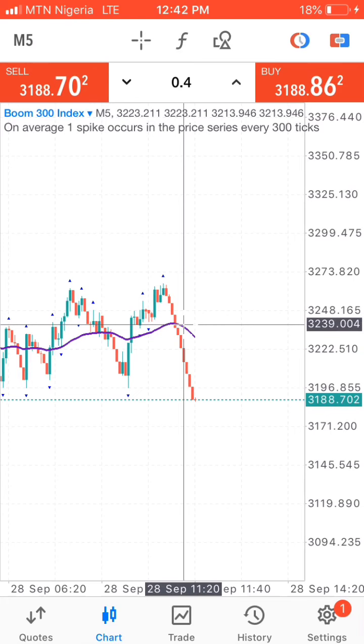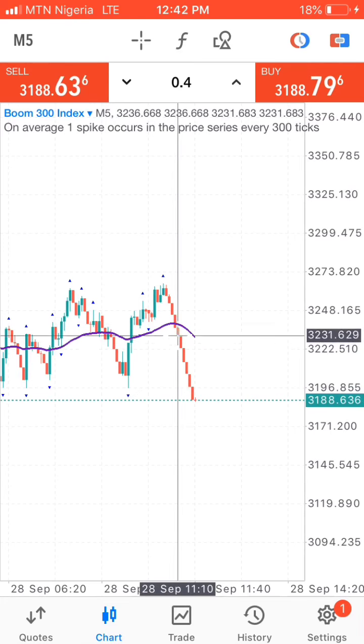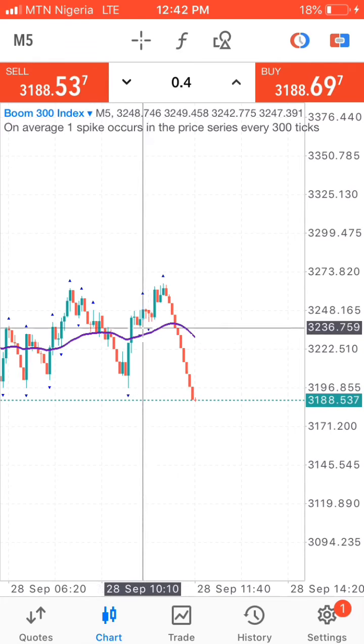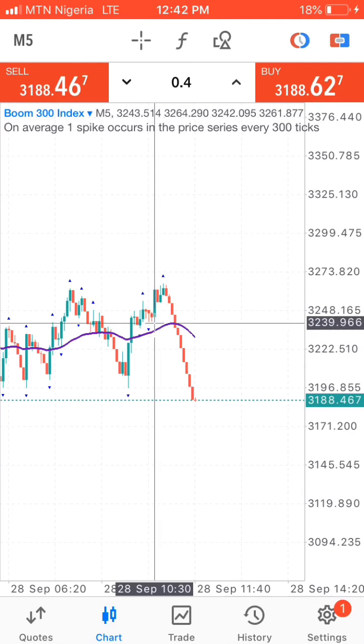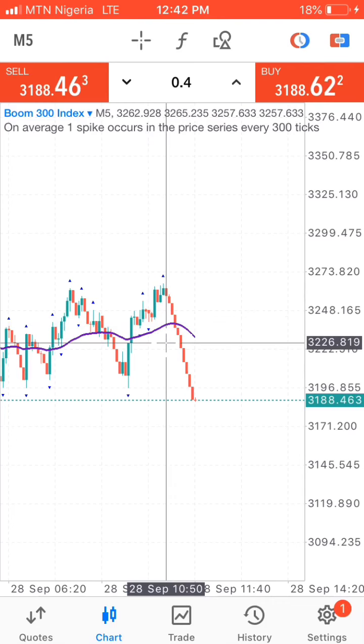Now, let's start from the closest here. As you can see, here is our fractal. This is our last fractal. Now, how do I know that it's time for me to get into this trade? How do I know it's time for me to scalp some candlesticks? We also have to note that this indicator actually works more effectively on the 5 minutes time frame.